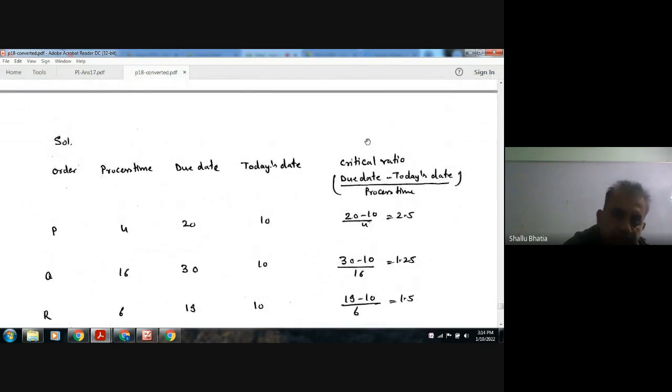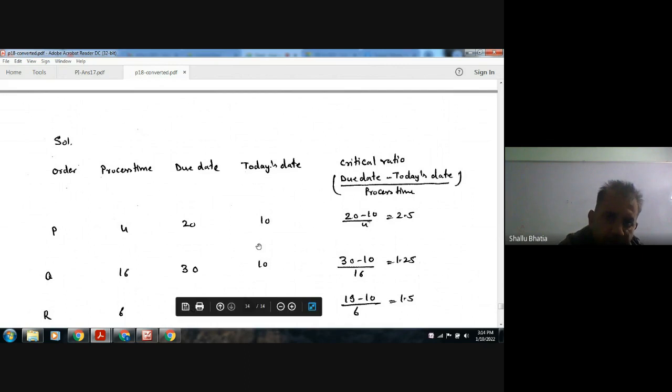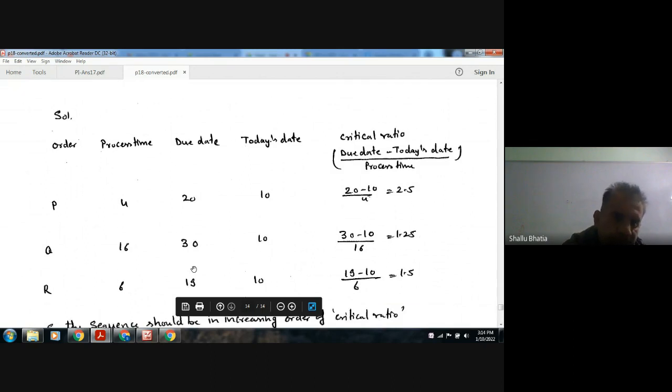Now today is day 10. The due date for the P component is 20, for Q the due date is 30, and for R the due date is 90. The process time for P is 4, for Q is 16, and for R is 6. Now the critical ratio is nothing but the due date minus today's date, divided by process time. So for the first component, 20 minus 10 by 4, that is the critical ratio.